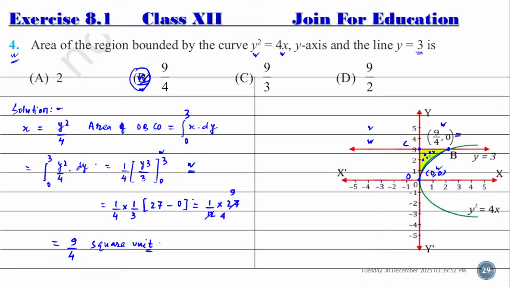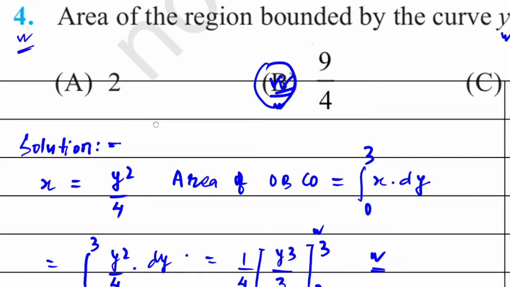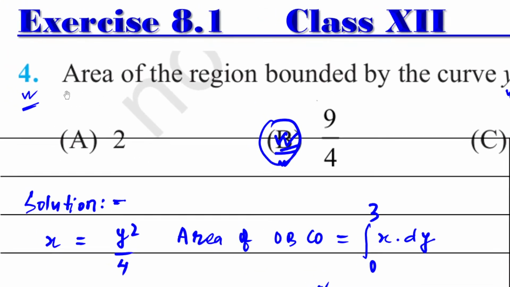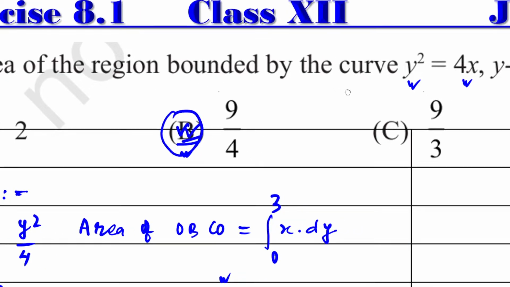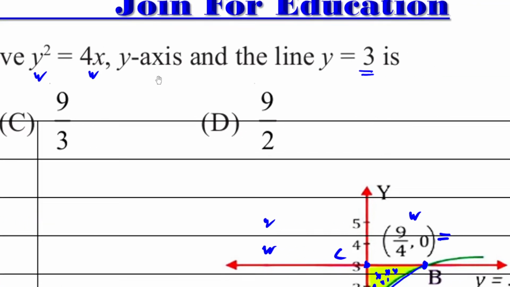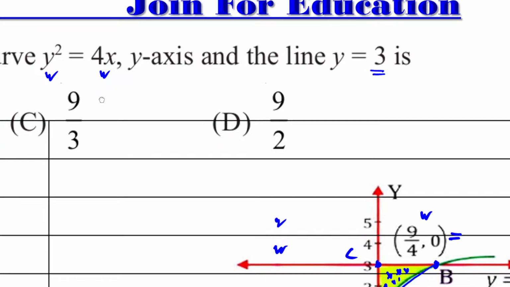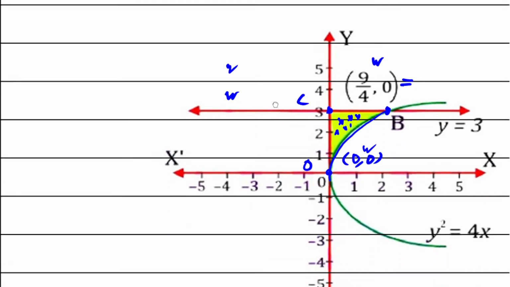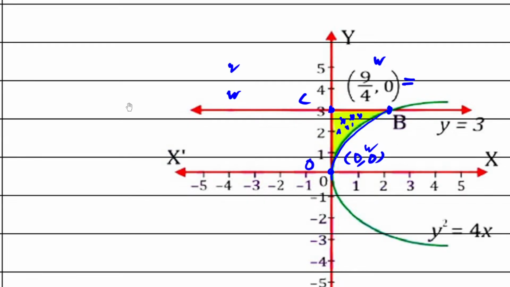There is no problem to understand the solution of these 4 questions. Let's see this one in the zoom mode. So this is the question: area of the region bounded by the curve y square equals 4x, which is the equation of a parabola, the y-axis and the line y equals 3. This is the relevant figure of this question.